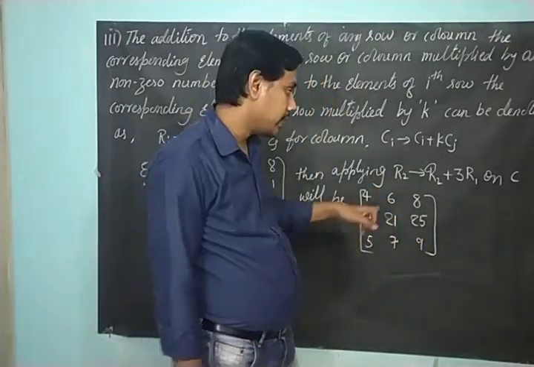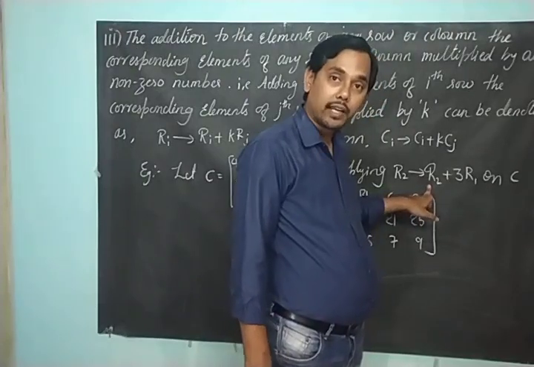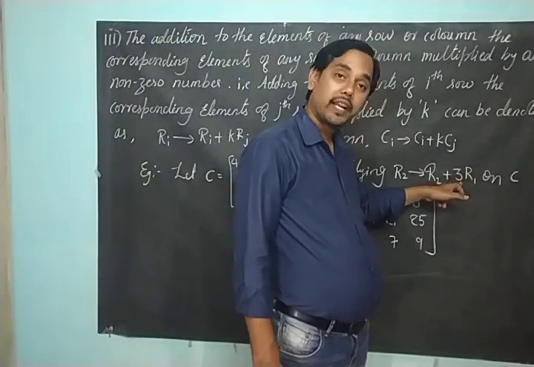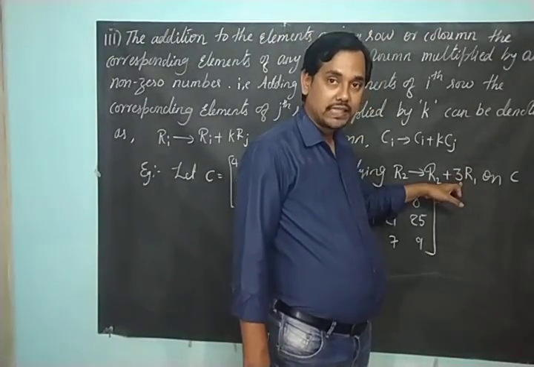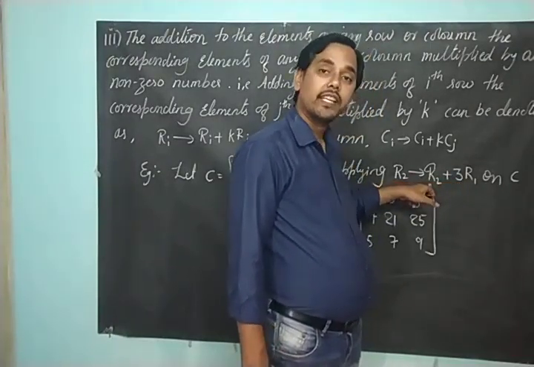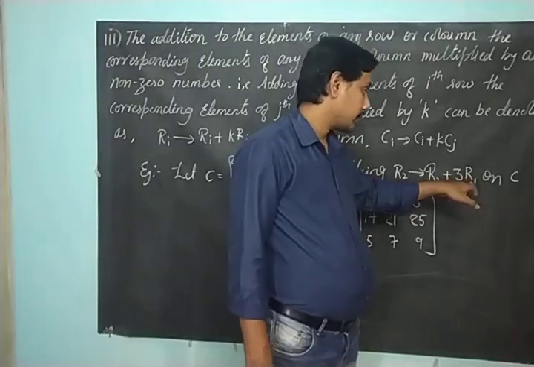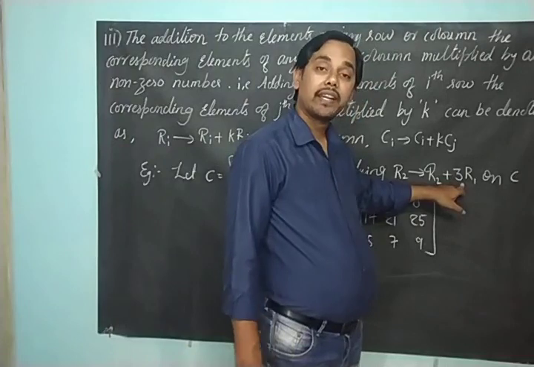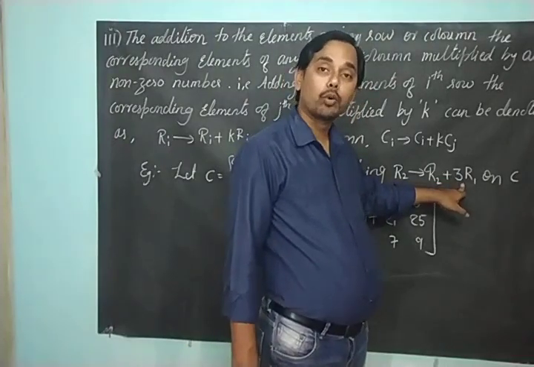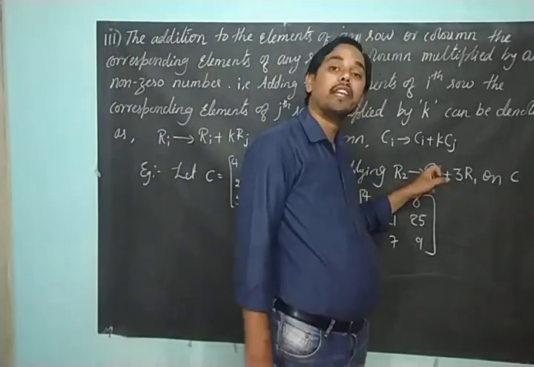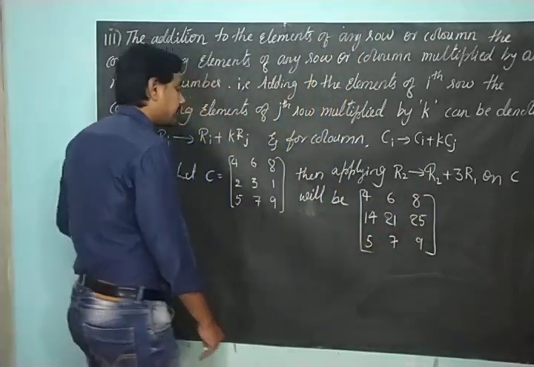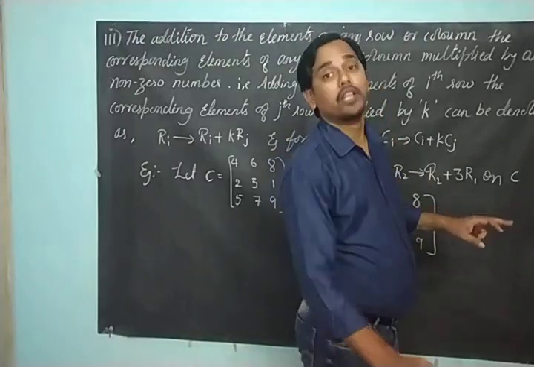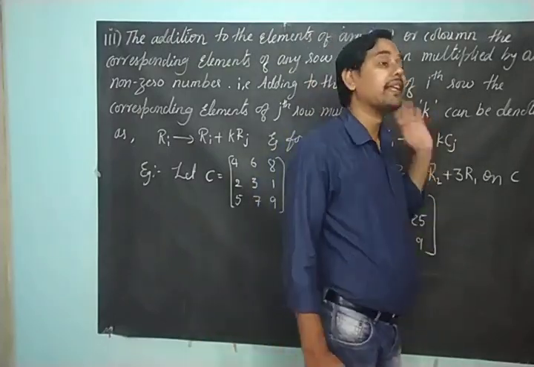What I am doing here is, to each and every element of R2, I am adding the corresponding elements of R1 multiplied by 3. Is that clear? So first I am multiplying 3 to R1 and adding those corresponding elements to R2. Then see, R2 is changing. So only R2 will change. R1 and R3 will remain as they are.